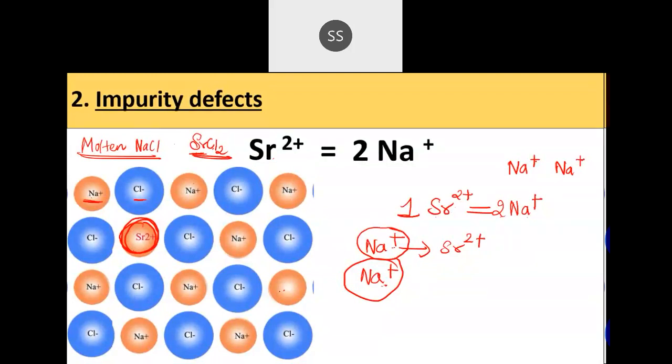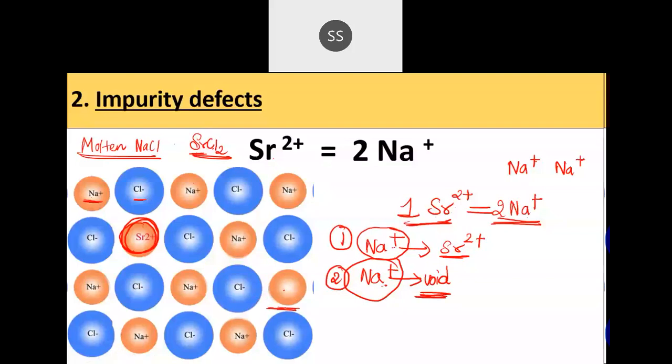Because we know one strontium ion's charge equals 2 sodium ions. So if one strontium ion comes inside, it will remove 2 sodium outside. One of the sites will be occupied by the strontium, and the other one will remain as a void. First one will be occupied by strontium, second one will remain as a void place. So you can see here a void has been created. This creates a cationic vacancy.